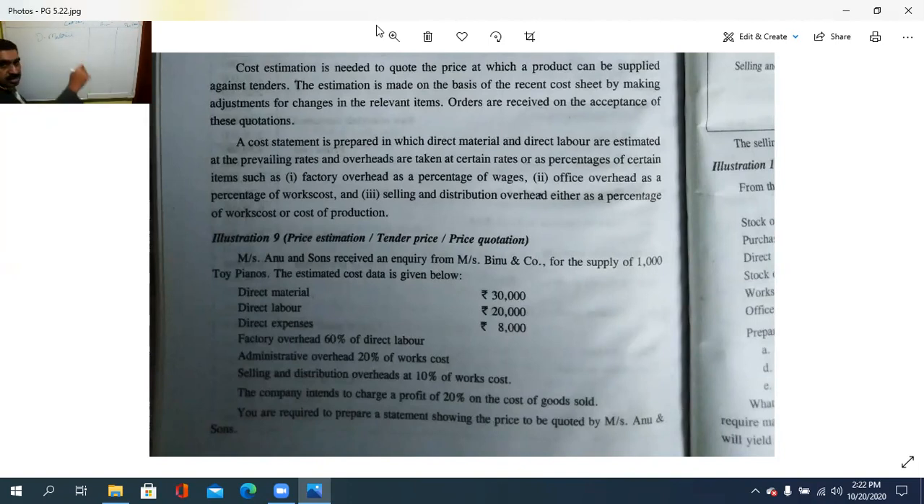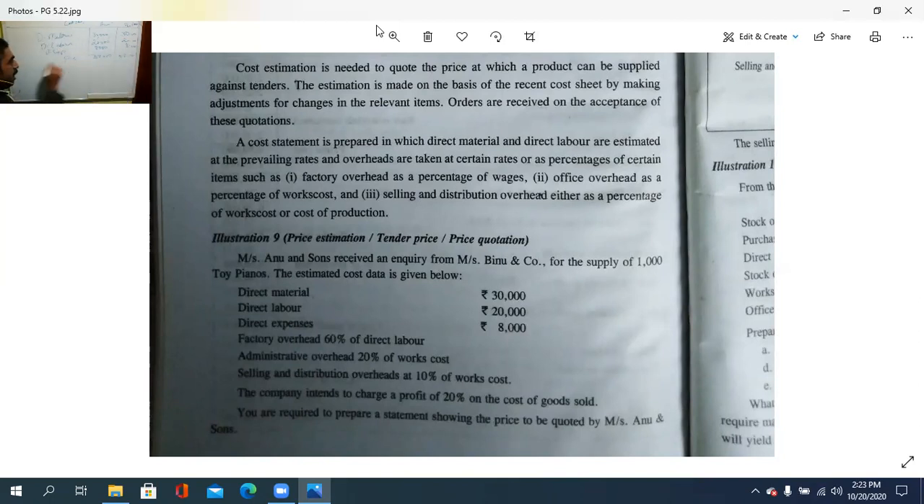Okay, so direct material is 30,000. So it is how much? It is 30, isn't it? Per unit is 30. Then direct labor, how much it is? 20,000. So it is 20, and the direct expenses, it is how much? 8,000. So it is 8, isn't it? So how much? 58. 58,000 and 58 is the per unit.